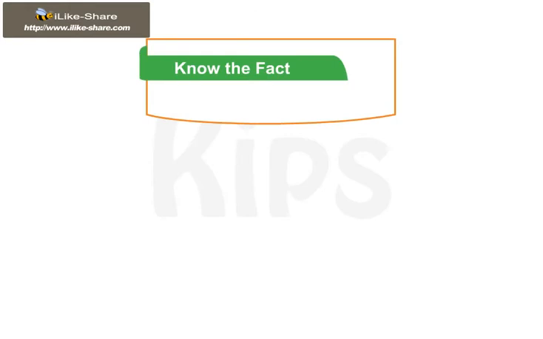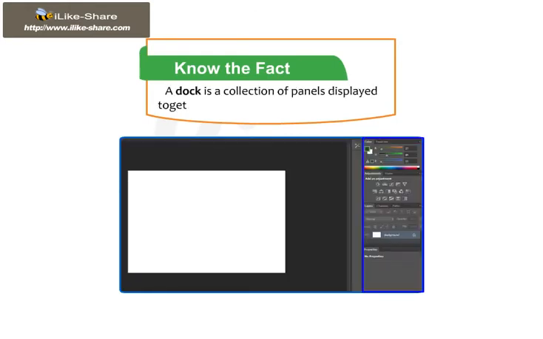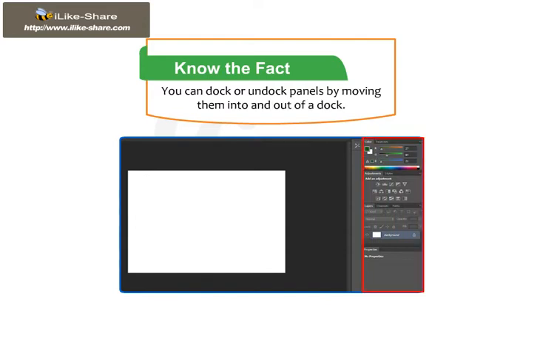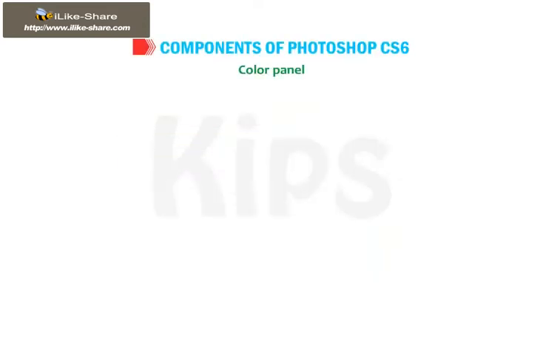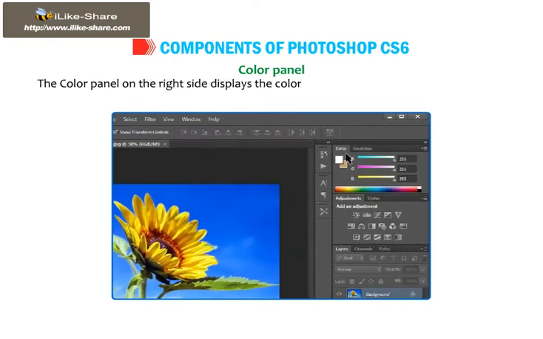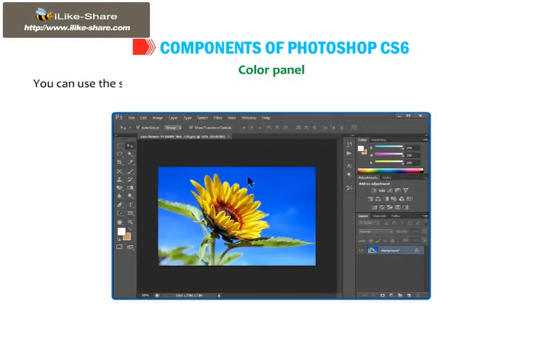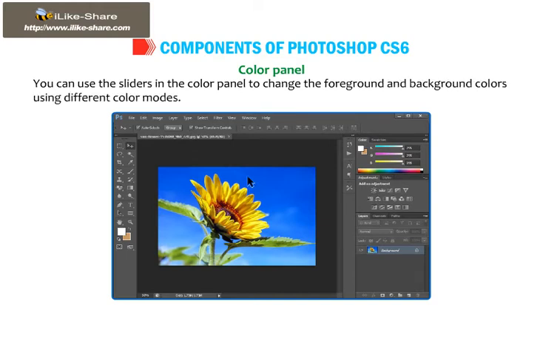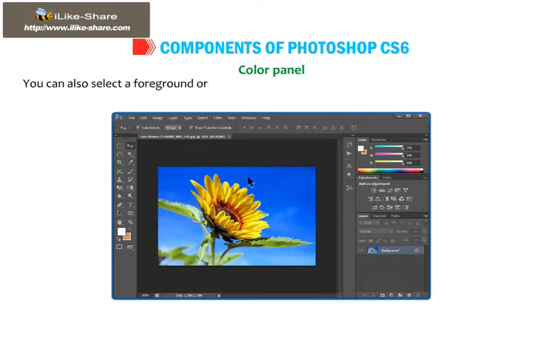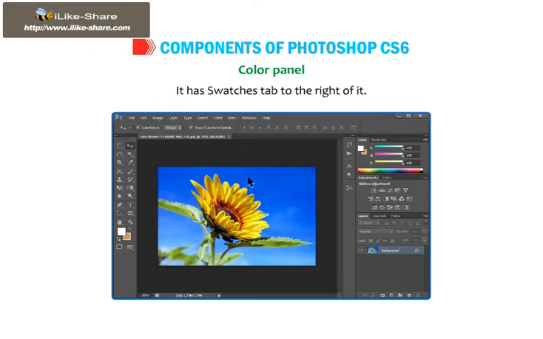Students, know the fact. A dock is a collection of panels displayed together, generally in a vertical orientation. You can dock or undock panels by moving them into and out of a dock. Color panel. The color panel on the right side displays the color values for the current foreground and background colors. You can use the sliders in the color panel to change the foreground and background colors using different color modes. You can also select a foreground or a background color from the spectrum of colors displayed at the bottom of the panel. It has a swatches tab to the right of it.